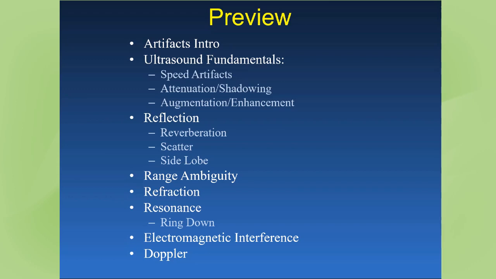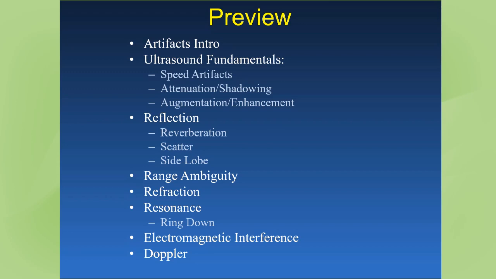And I'll show you nice illustrations about that. But reverberation, for example, is a type of reflection artifact. It's a multi-pathway reflection. Scatter is a reflection artifact. Side lobe artifacts are reflection artifacts. And again, we'll run through examples of those.